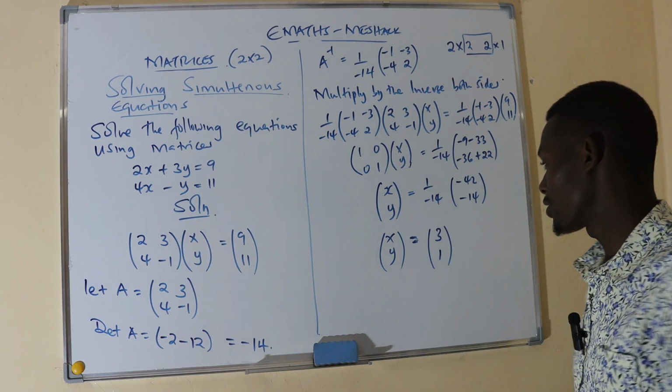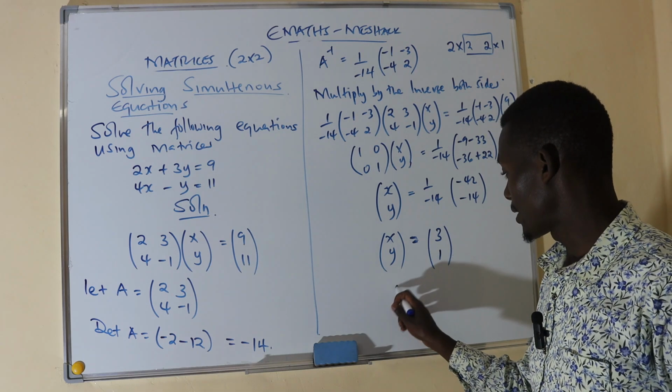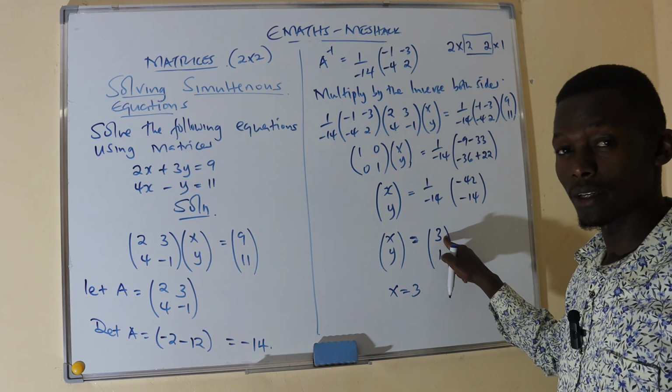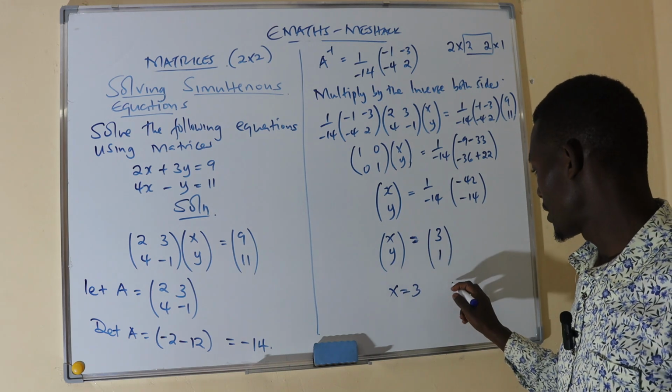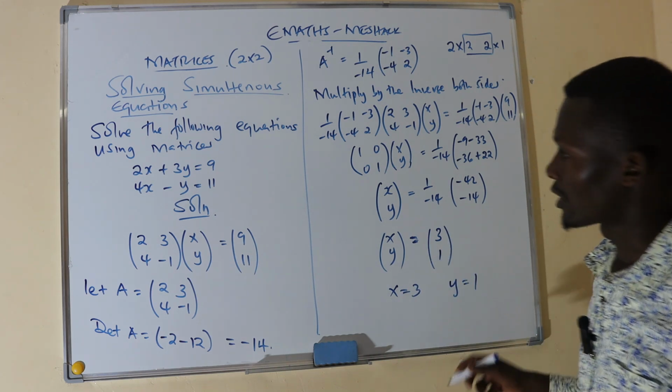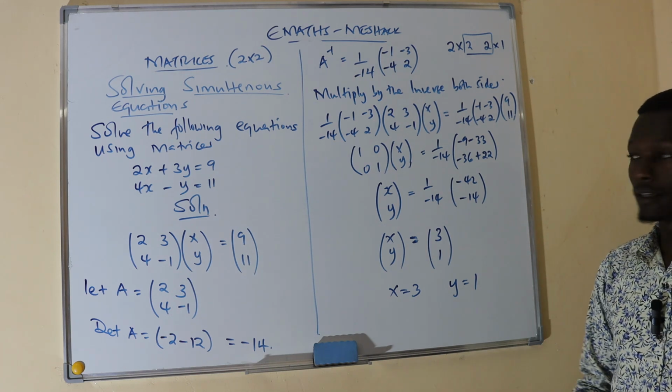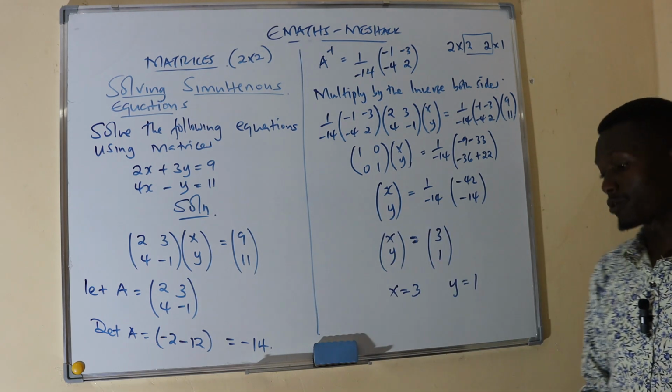So therefore, what will be the value of x? The value of x will be given by 3, because x is the same as the top value here. You have y, a value of y equals to what? A value of y equals to 1. And that is the answer for this particular equation.